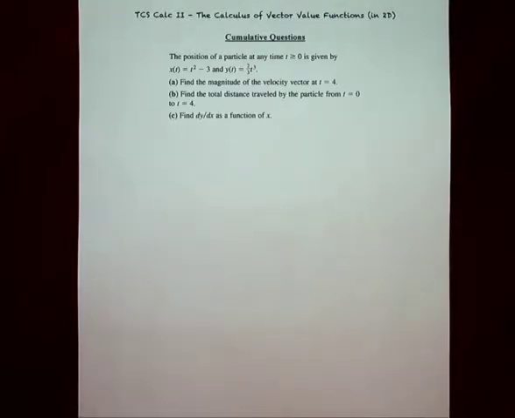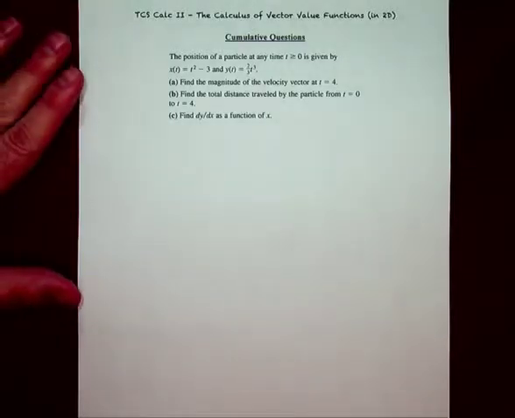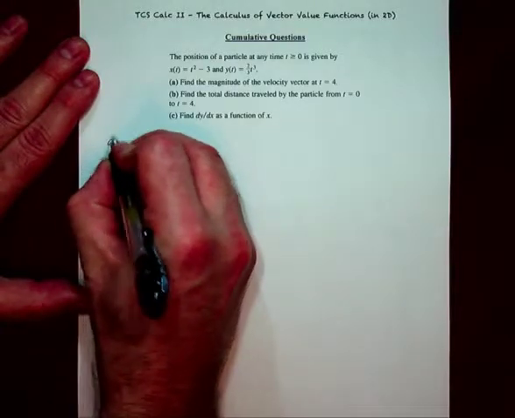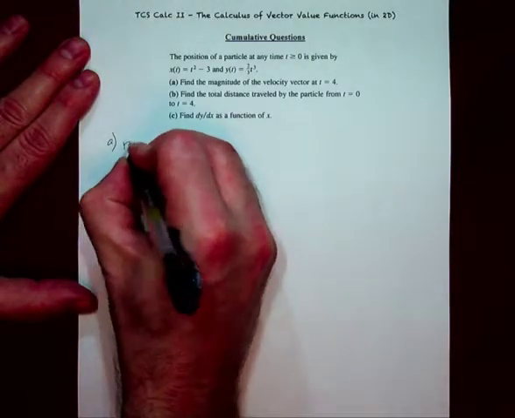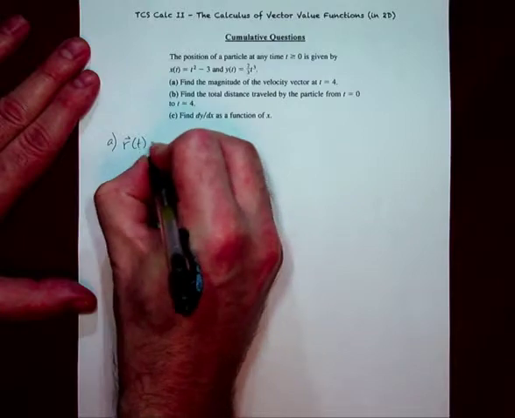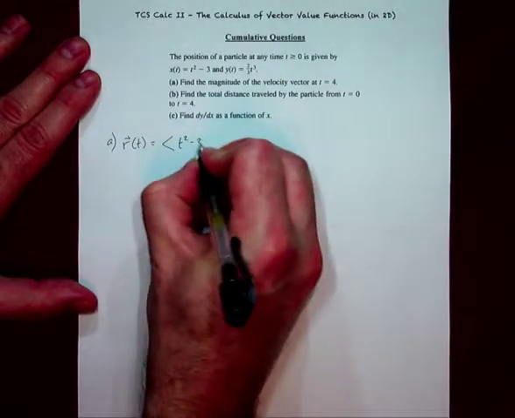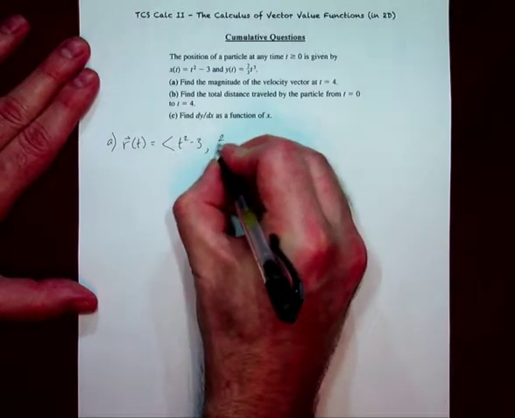Now, it says the position of a particle at any time t greater than or equal to 0 is given by the following parametrics, right? And it says find the magnitude of the velocity vector at time t equals 4. Well, if we're going to find the magnitude of the velocity vector, it stands to reason that we need to find the velocity vector first. So let's rewrite these parametrics in terms of a vector valued function.